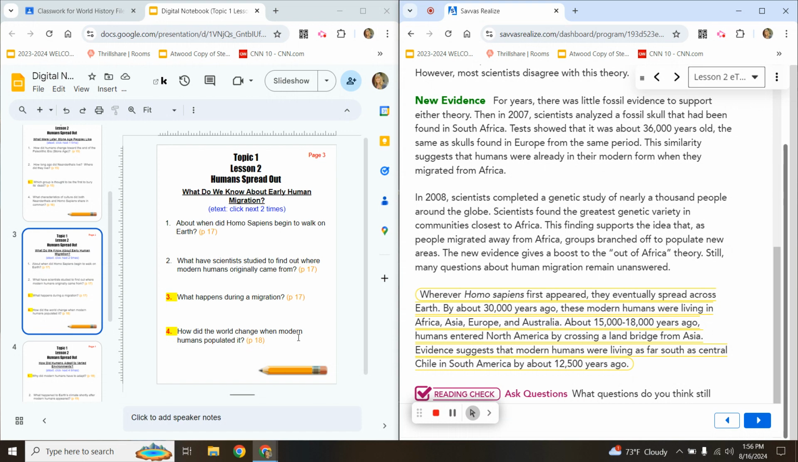All right, number 4. How did the world change when modern humans populated it? That answer is in this yellow circled paragraph. Pause this video and get that answer in your digital notebook now.